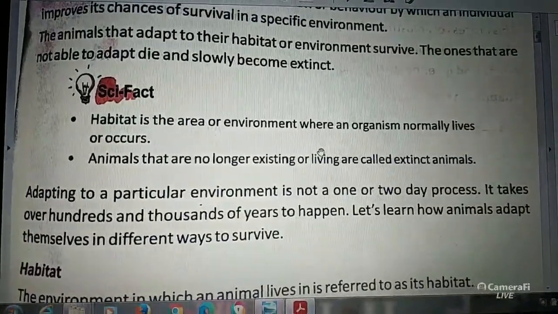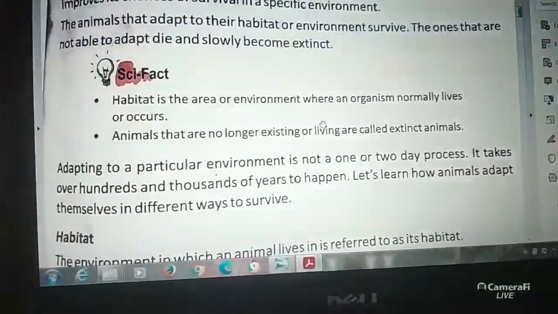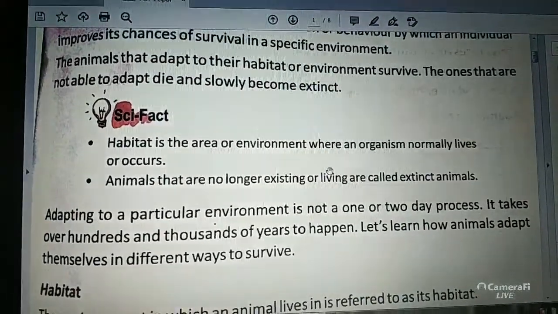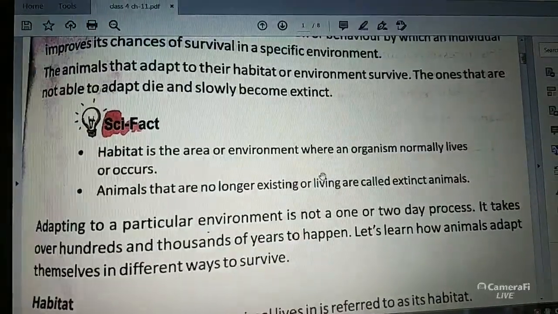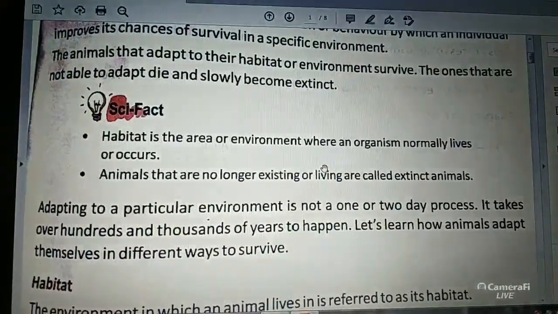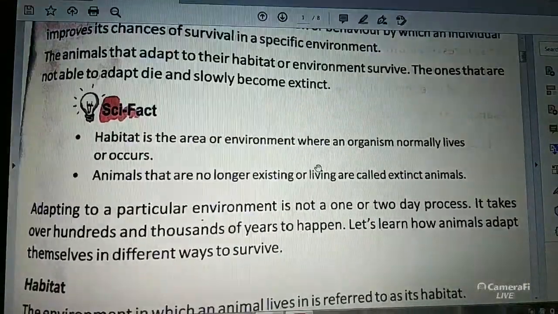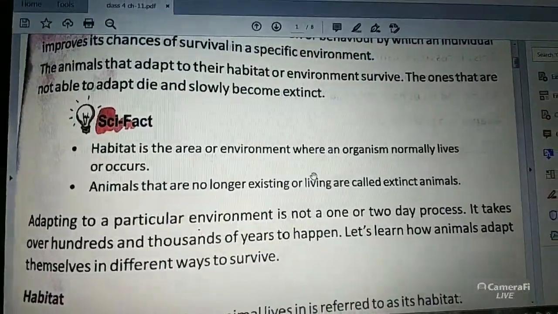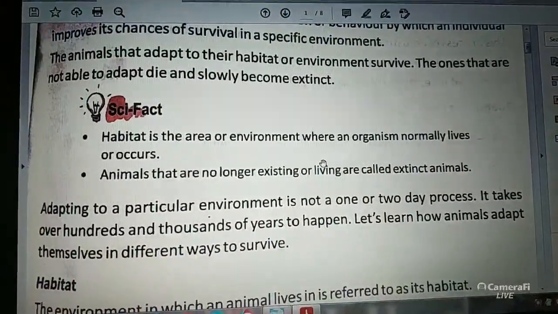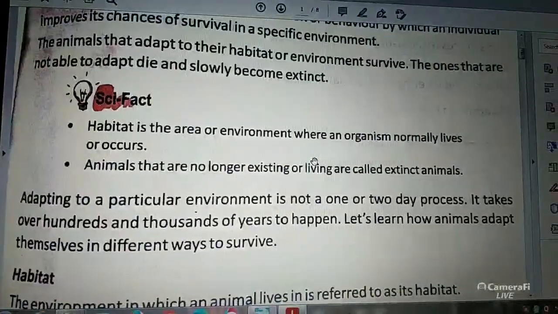Habitat is the area or environment where an organism normally lives. Okay, here you have seen dinosaurs on TV. You have seen that dinosaurs were living on the earth, but now you can't see any type of dinosaur. Why? Because they are extinct animals. Dodo birds are extinct animals.